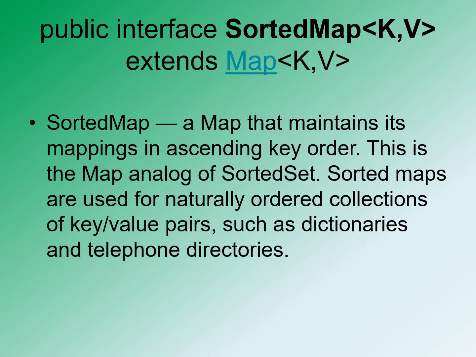There are interfaces like SortedMap. It extends the Map. As I have already shown you in the chart, SortedMap was extending the Map interface. So this is the same part. SortedMap is a map that maintains its mappings in ascending key order. As it is a map, it has to maintain the key order, right? This is the map analog of SortedSet. Sorted maps are used for naturally ordered collections of key and value pairs such as dictionaries and telephone directories.